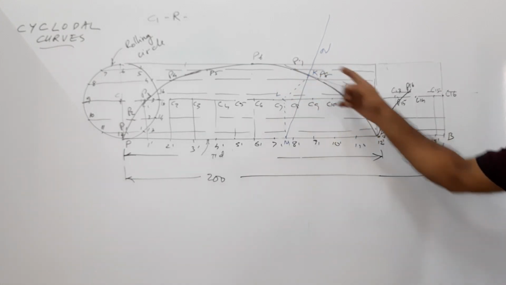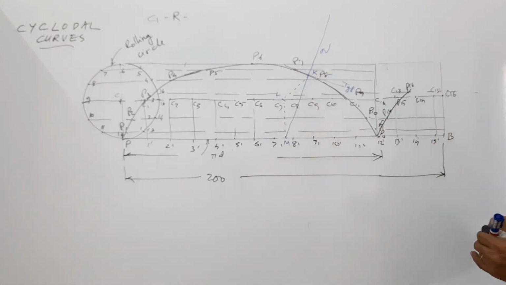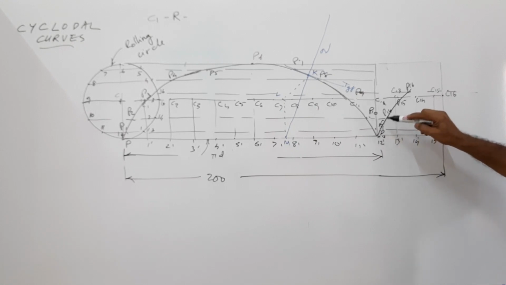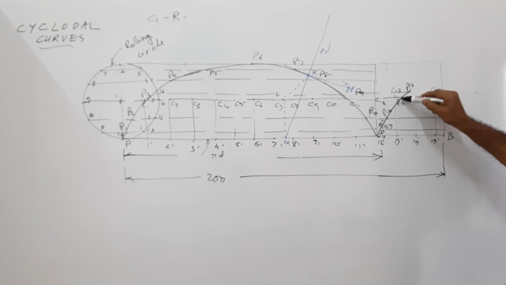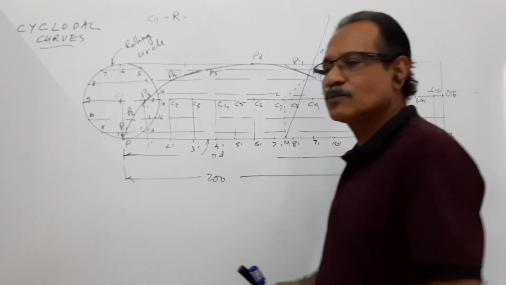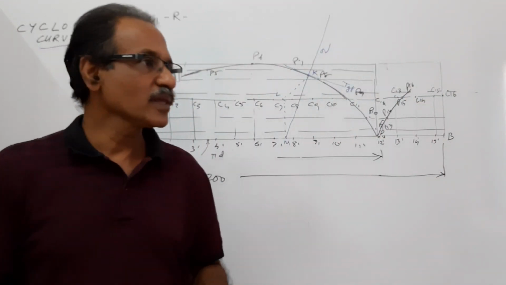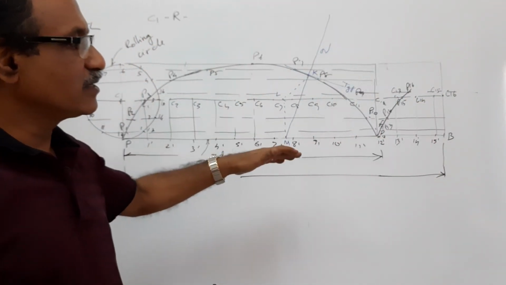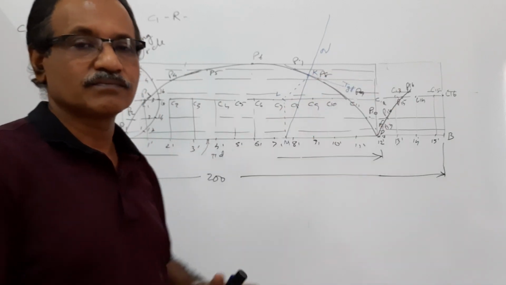The curve reaches here, then P13. This is P13. P13, P14, P15 and P16. It ends there. If it further rolls, it will go on. That is the procedure of drawing a curve when the cycloid, or when the circle, rolls further.